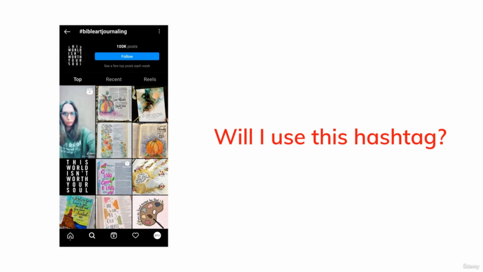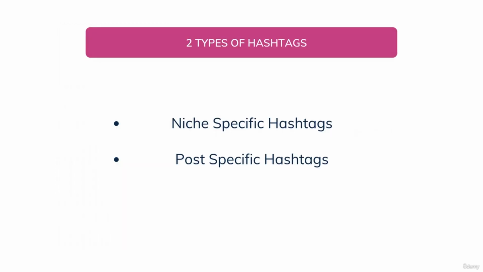Now let's move on to another important thing related to hashtags. The important thing that I want you to know is that there are two types of hashtags, and those two types are niche specific hashtags and post specific hashtags. You might be thinking, what is the use in knowing that there are two types of hashtags? Well, we'll understand a bit more about the two types using an example.